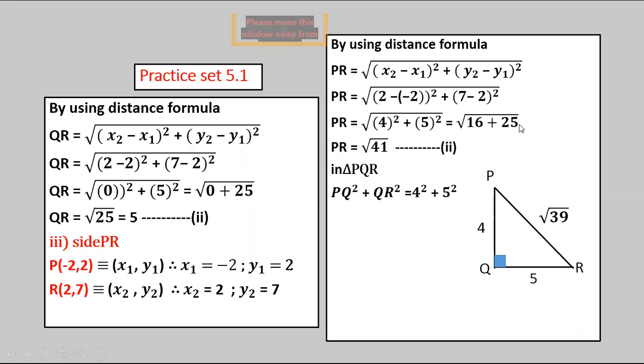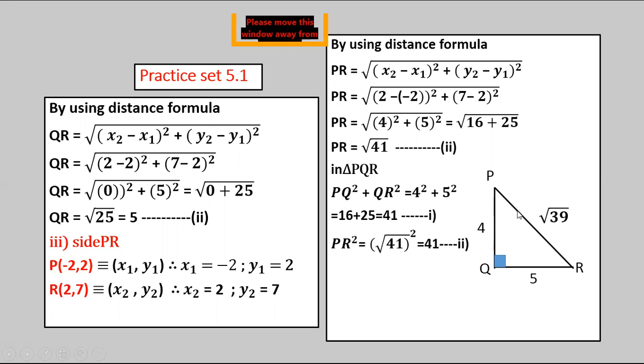By using the converse of Pythagoras theorem, the sum of the squares of the two sides, PQ square plus QR square, is 4 square plus 5 square, 16 plus 25, which is equal to 41. Therefore, PQ square plus QR square is equal to 41, equation number 1. And the square of the largest side PR, which is square root 41, squared, is 41. Therefore, PR square is equal to 41.